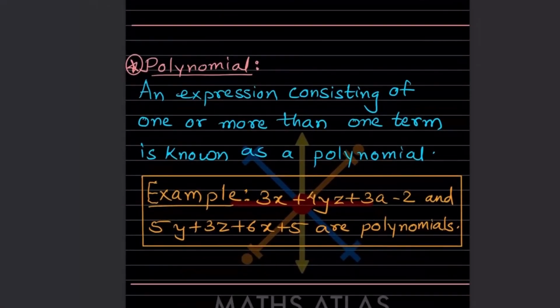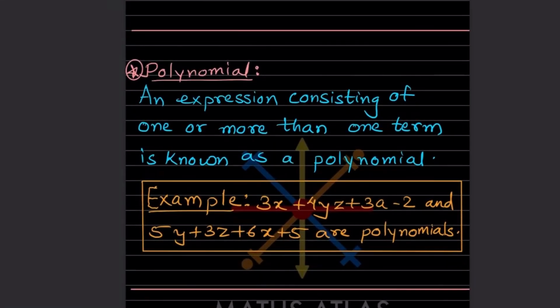Now this polynomial. Polynomial means it can be any number of terms, more than one. That is called a polynomial. So an expression consisting of one or more than one term is known as a polynomial. It can be 3x plus 4yz plus, this is more than 3, of course. So these are called polynomials.